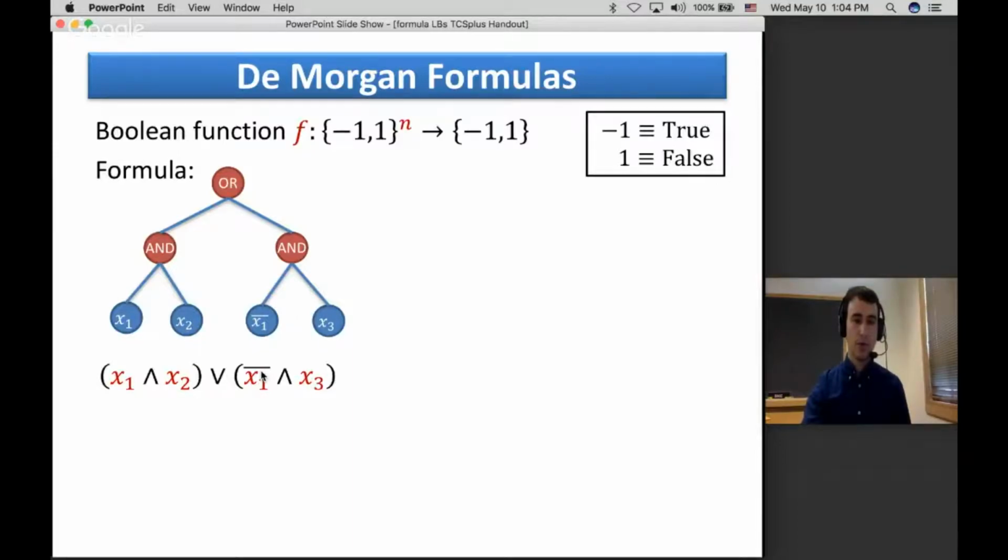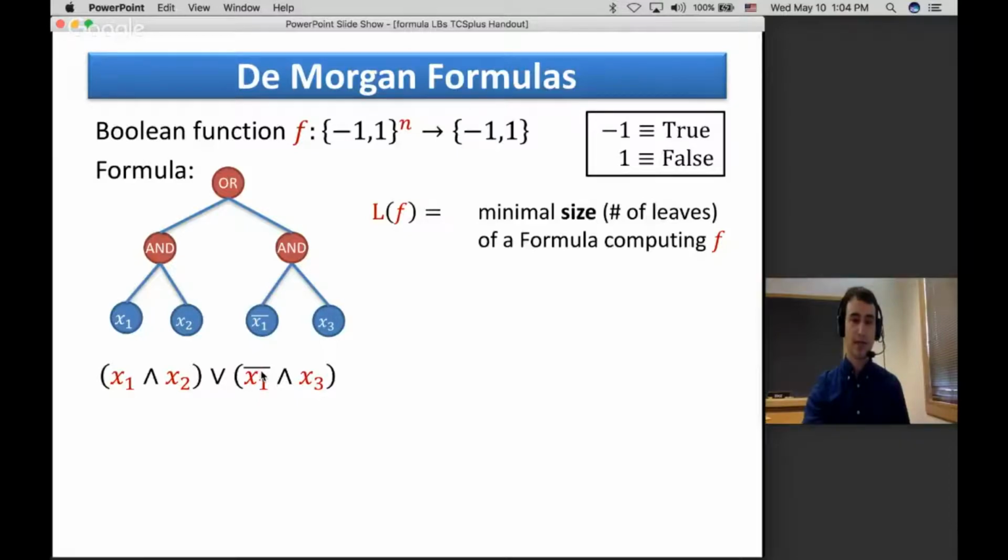So two important complexity measures for Boolean functions that we will use are the formula size and the formula depth. The formula size, or L of f, is the minimal size of a formula computing f. So we may have several formulas computing the same Boolean function, and we take the minimal such one. And by size, I mean the number of leaves, which is up to a constant of 2 the same as the number of nodes, because this is a binary tree. Okay, so in this case, the size is 4. We have 4 leaves, and actually this is the best formula to describe this function.